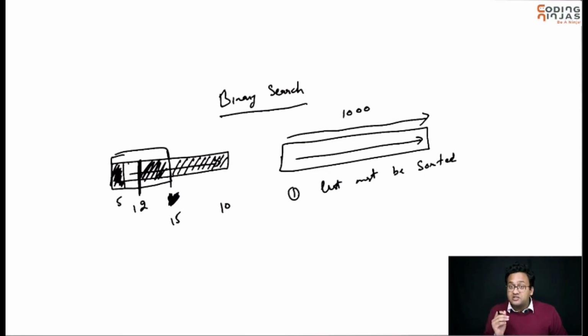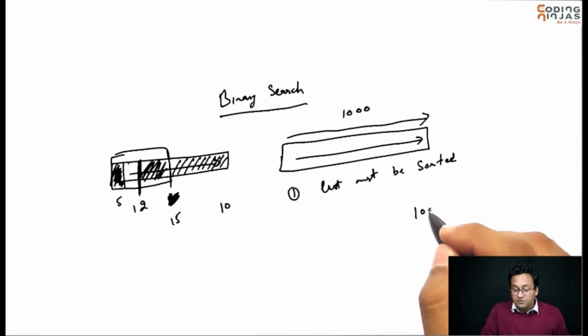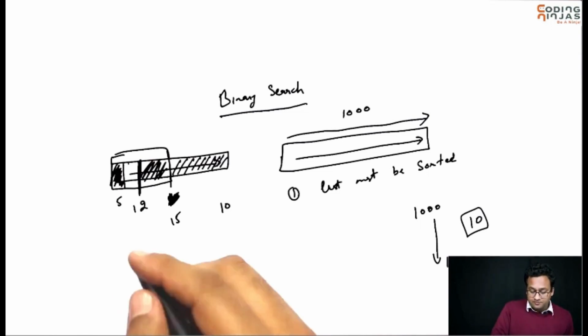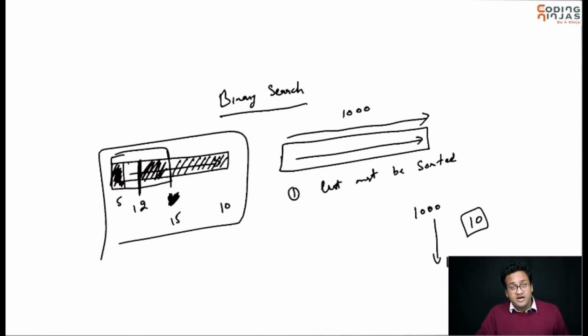And this halving of elements is super fast. So for example, 1000 will reach 1 within 10 comparisons because after every comparison you're halving it. So 500, 250, 125 and so on, within 10 steps you will reach 1. So you don't have to compare with 1000 elements, you just need to compare with 10 elements. It's amazingly fast, right? It's super fast. So this is how we can use binary search.